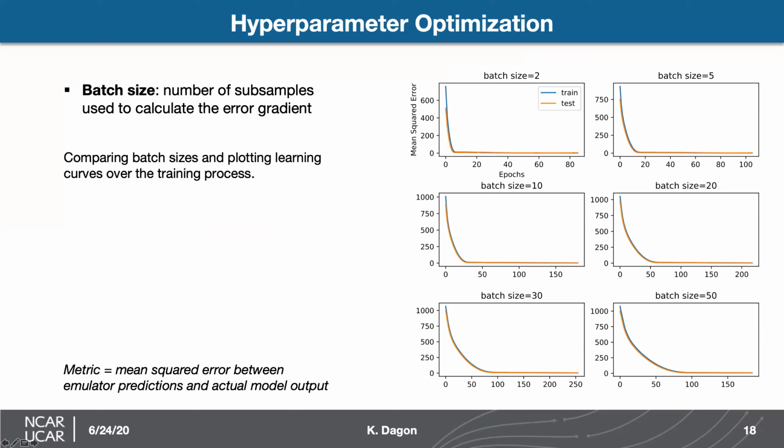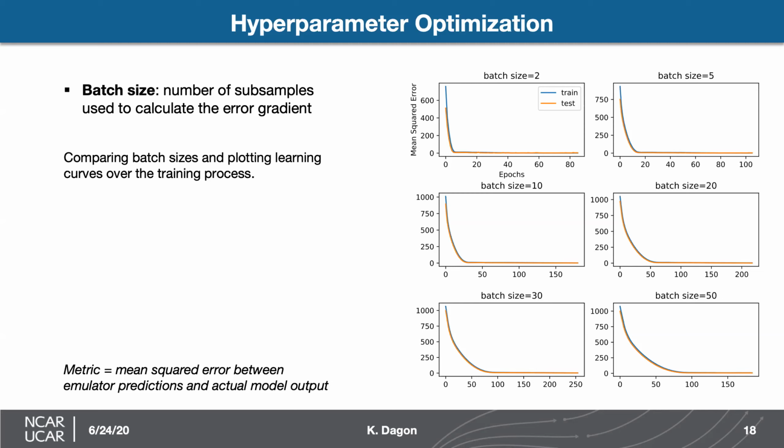I also want to talk about batch size. I think this just came up in the questions during Jeb's talk. So the batch size is an important hyperparameter. It's the number of subsamples that you use to calculate the error gradient at each step. So again, I'm comparing different batch sizes and plotting learning curves for the training and test set.